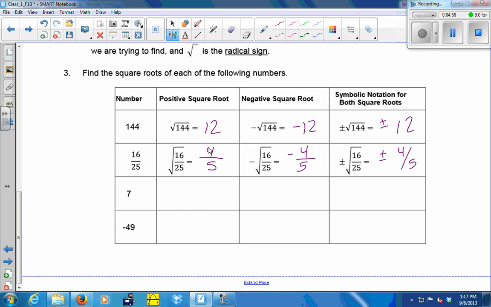All right, how about 7? What's the positive square root of 7? 2.63-ish, yeah. So there actually is no way to simplify the square root of 7 as an exact value. We could get a decimal approximation, but that decimal goes on forever and never repeats a pattern. So we could write approximately what it is, but if we want to be exact, the best we can do is write square root 7.